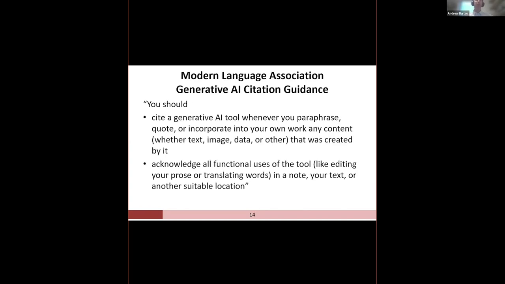So this is what the Modern Language Association has said in one of their blog posts. They say, you should cite a generative AI tool whenever you paraphrase, quote, or incorporate into your own work any content, whether text, image, data, or other, that was created by it. You should also acknowledge all functional uses of the tool.